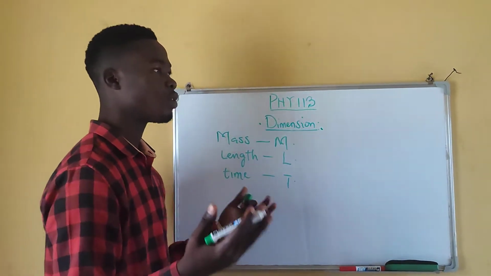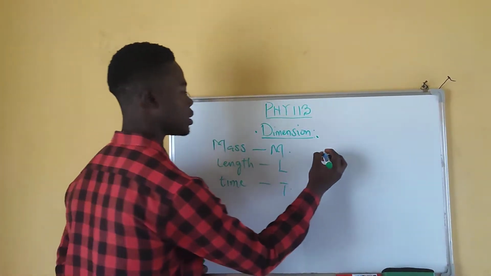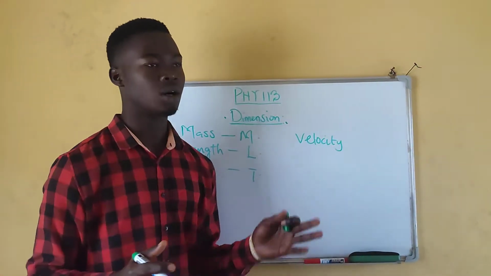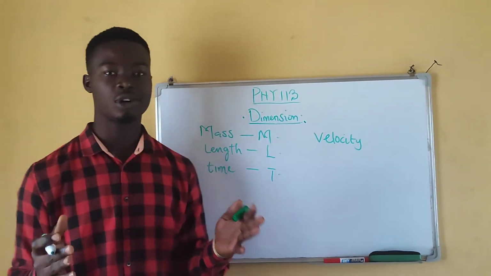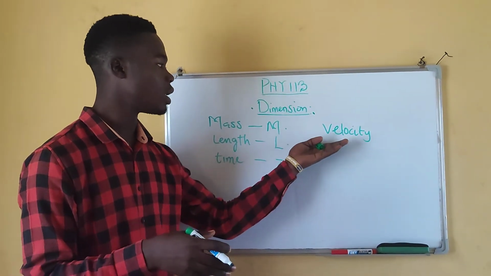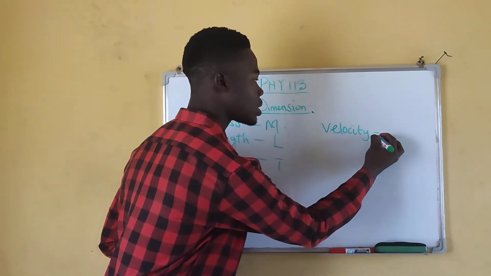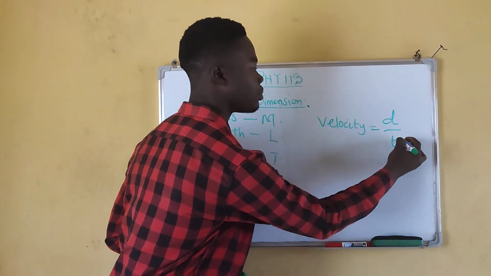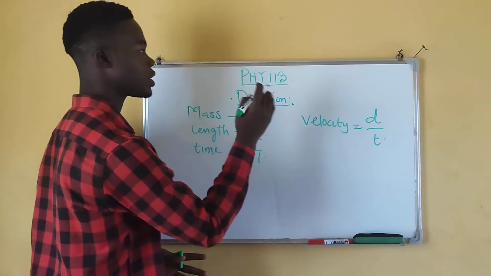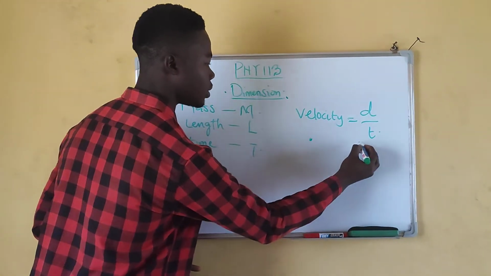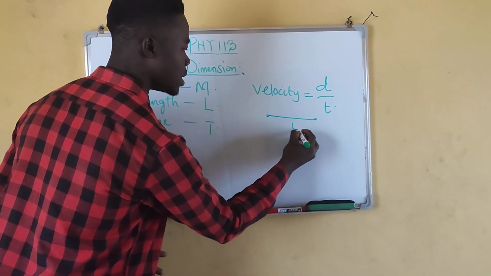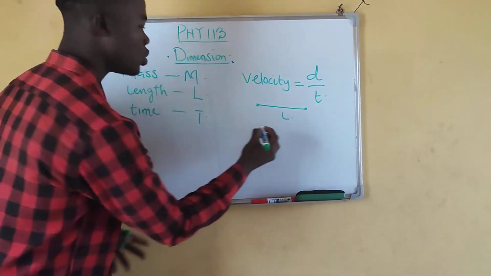So now, for example, you have your velocity. Before we proceed, you must note that for all these quantities, you must know the formula. You must know the basic quantities that come together to form this, like velocity. Velocity is displacement over time. Displacement is just like moving from one point to another point, so you are measuring the length. So instead of using D, you use L.